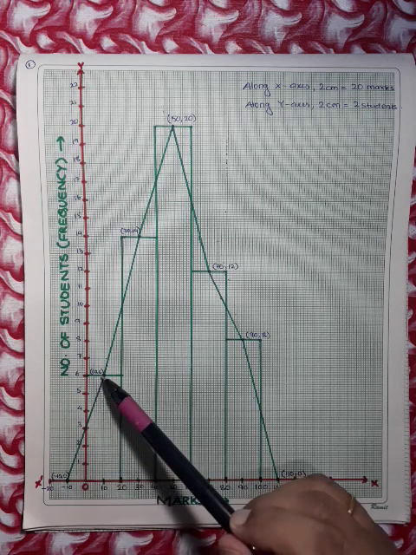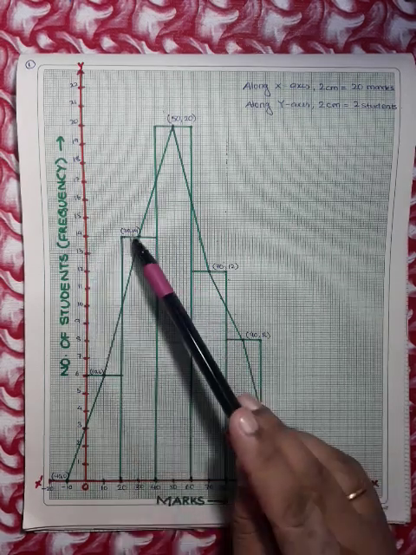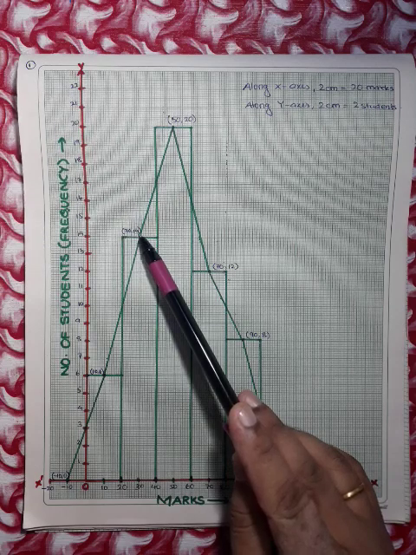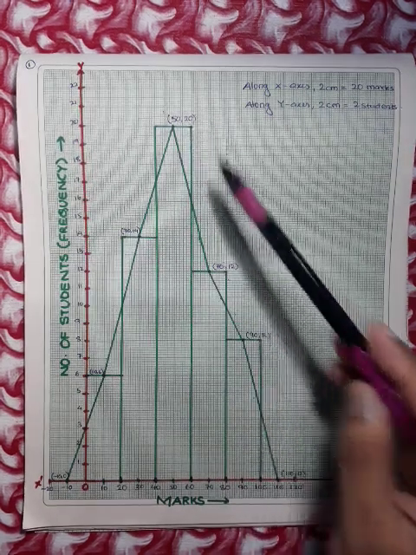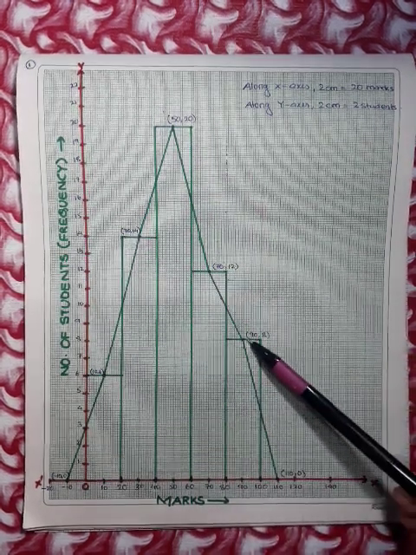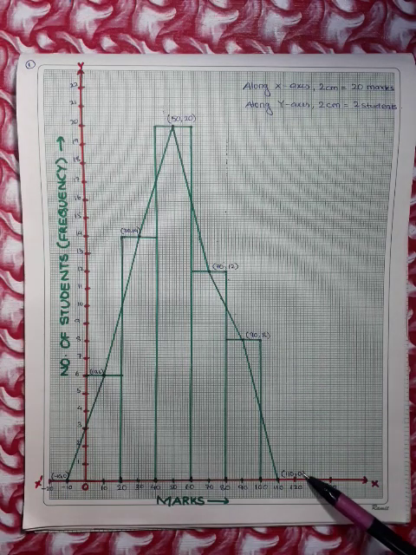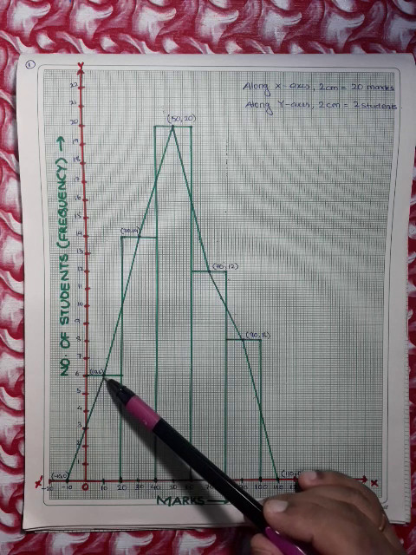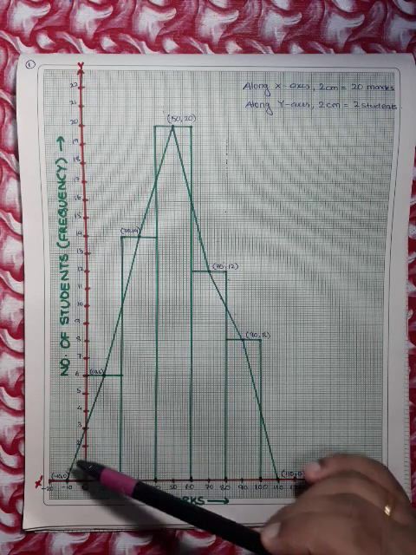So 10, 6. Similarly from here you can see, the coordinate of this is how much? It is 30 comma 14, 50 comma 20, 70 comma 12, 90 comma 8 and 110 comma 0. Now with the help of a scale you can draw, actually we can draw with freehand also, right? So I have drawn here with the help of a scale.